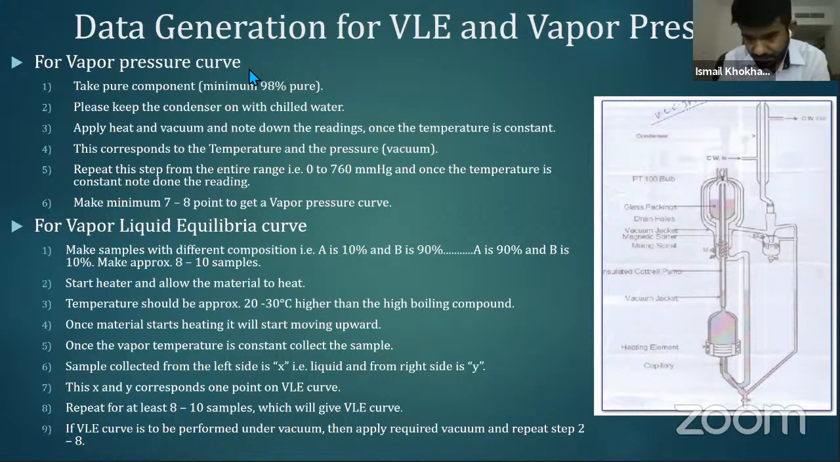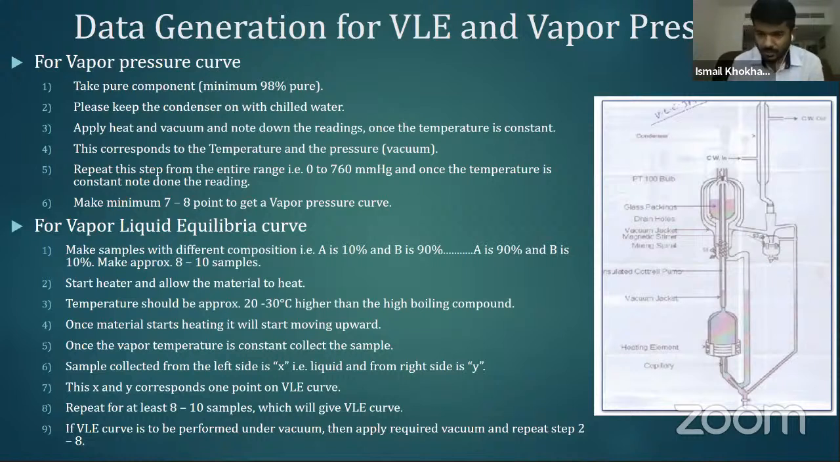So again the method remains the same. You fill this glass bulb with that pure compound, start heating, and the vapor will start going up. When you are generating a vapor pressure curve, you have to take a single component. You don't have to change the mixture with every reading, because you are using a pure compound. The only thing is that there will be a vacuum arrangement, and you will set a particular pressure, allow the temperature to become constant, and once the temperature is constant, note down the temperature and that pressure.